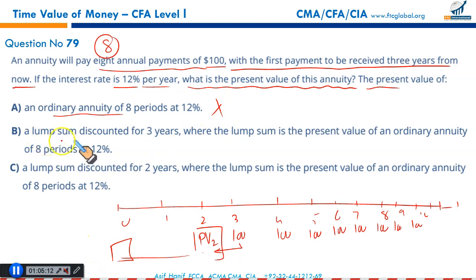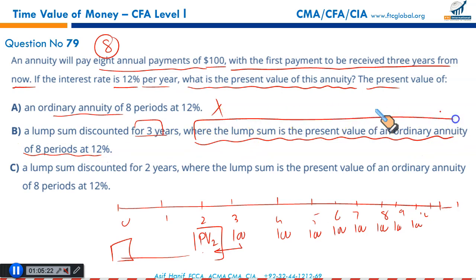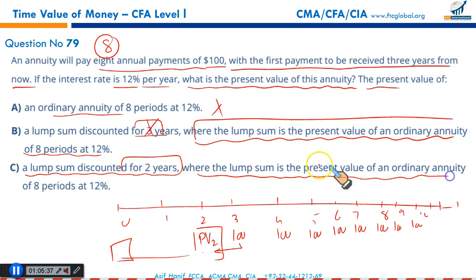Wrong. A lump sum discounted for year 3, not for year 3, rather it's for year 2, where the lump sum is the present value of an ordinary annuity of 8 periods at 12%. This part is correct: 8 periodic payments of 100 each discounted at a certain rate, but this part is incorrect because we will be discounting from year 2 backward to year 0. C is the correct option. A lump sum discounted for 2 years, where the lump sum is the present value of an ordinary annuity of 8 periods at 12%.